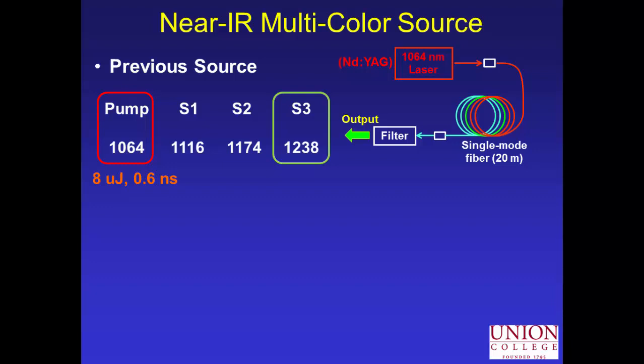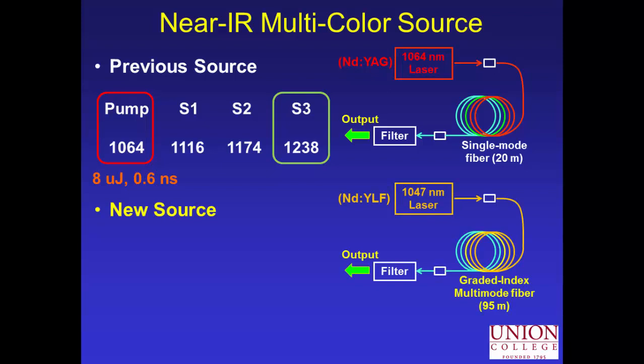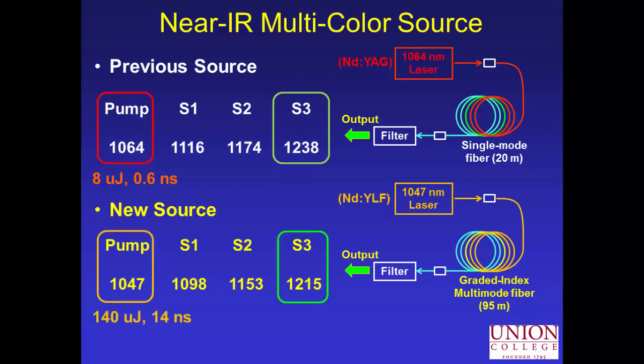So the new version has a different laser. We have a 1047 nanometer laser, an Nd:YLF, and that's also commonly available. The fiber is different. We send it through about 95 meters of a graded index multimode fiber. We'll talk more about that shortly. As far as the wavelengths, we start out with 1047, and then the third Stokes line is at 1215 nanometers. That's much better, being closer to the lipid absorption peak. And the pump laser is much stronger in terms of energy, with 140 microjoules and 14 nanosecond duration. As we'll see shortly, the energy here is much better for practical applications.